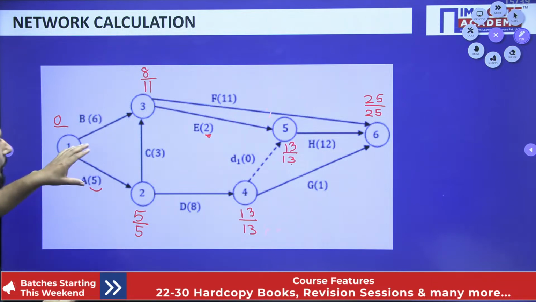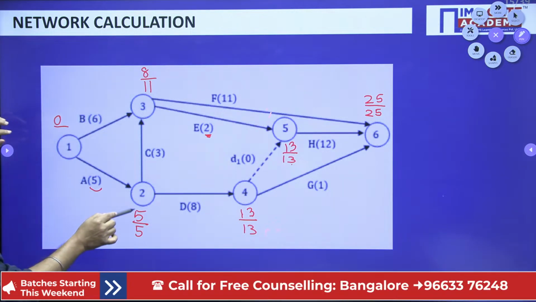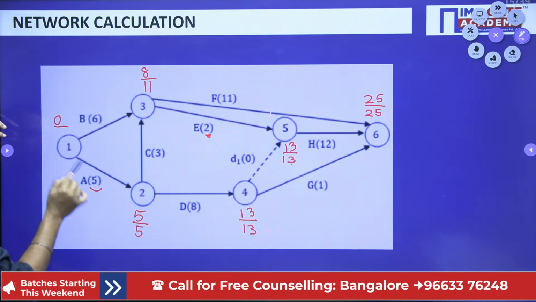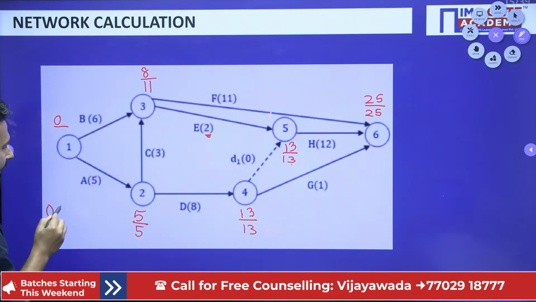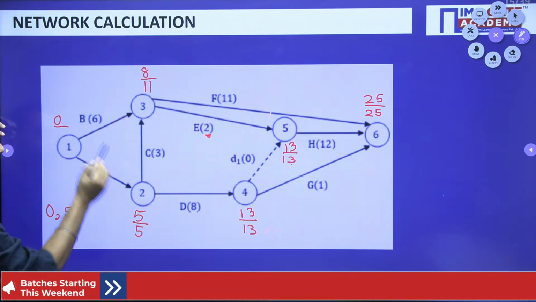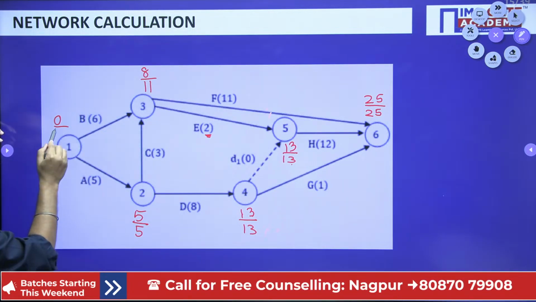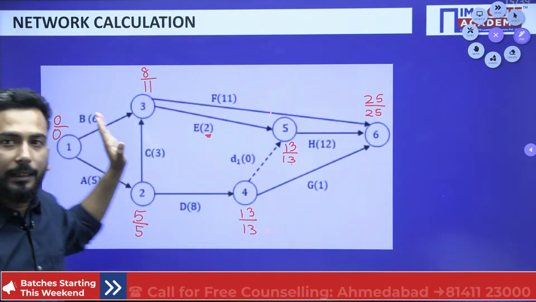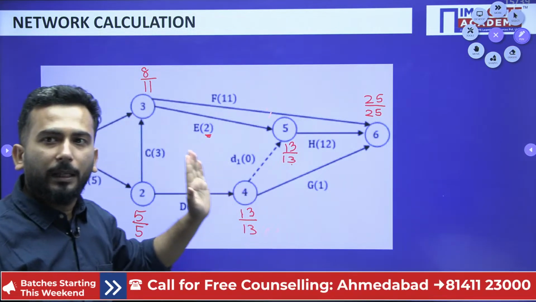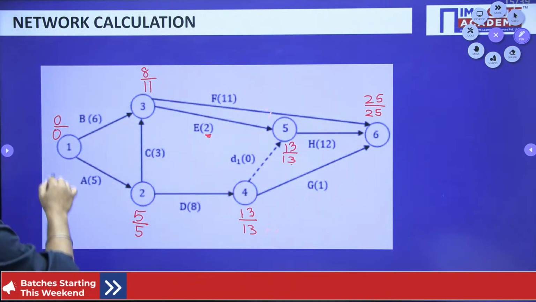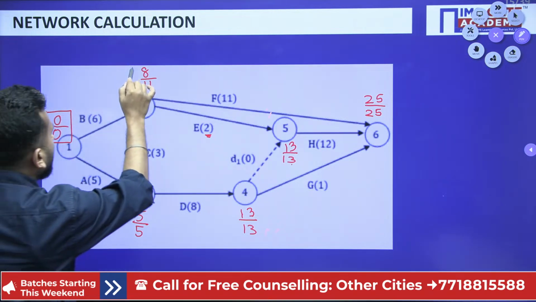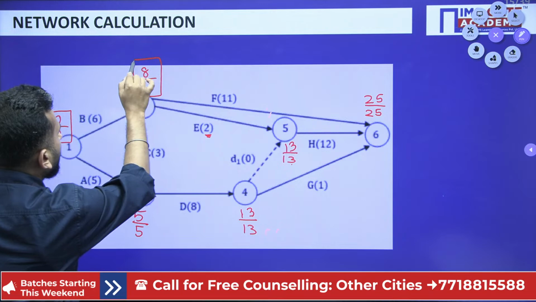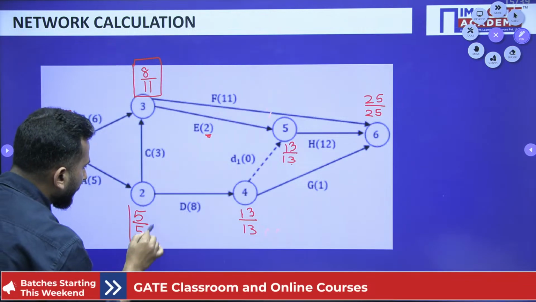And finally my dear friends, only this is left. So if you go from 2, it is 5 minus 5, which is 0. Another option is 11 minus 6, which is 5. We have to take the minimum time, so 0 is the minimum time. And in this way, I have written all the time estimates.